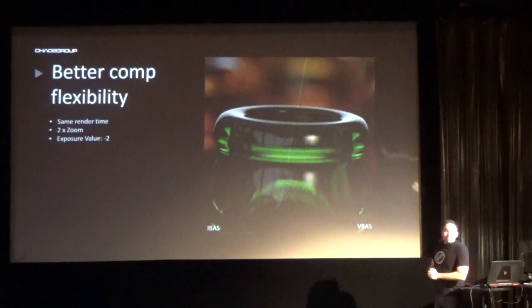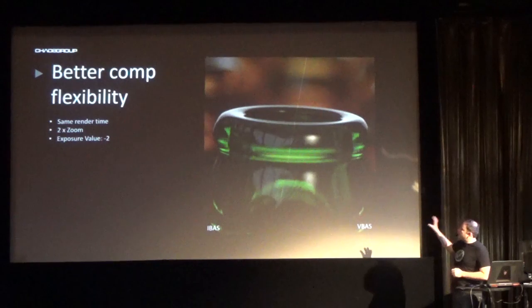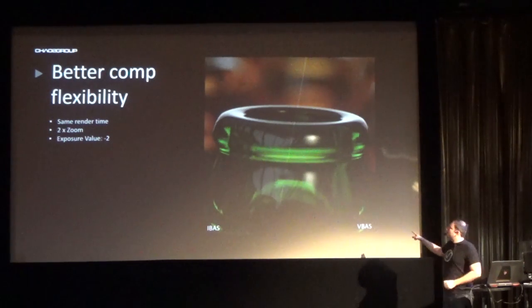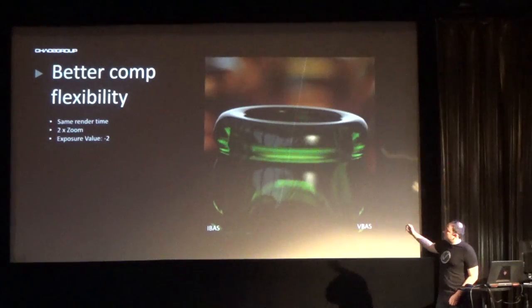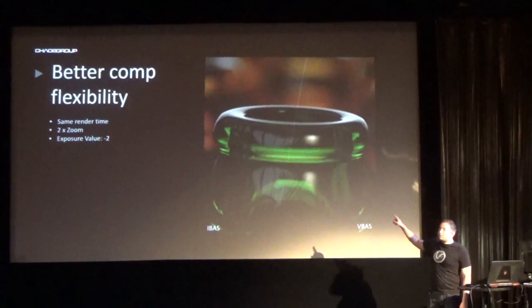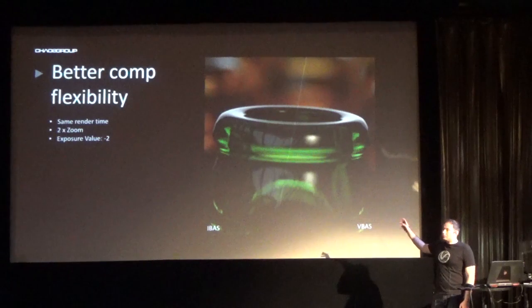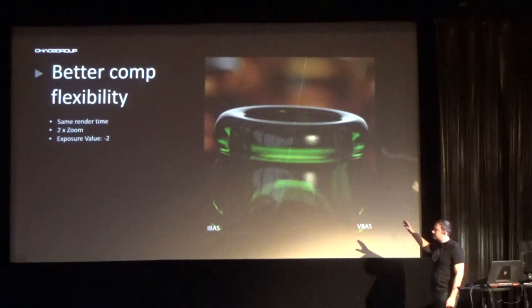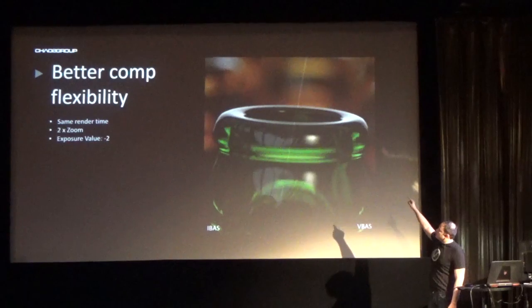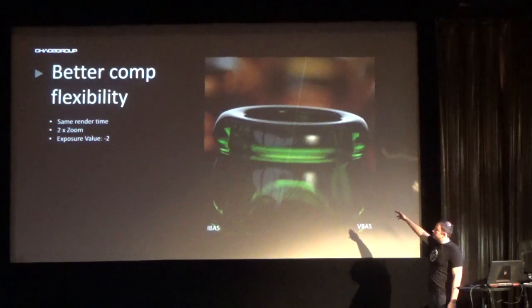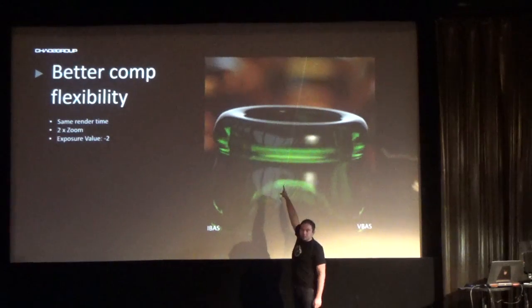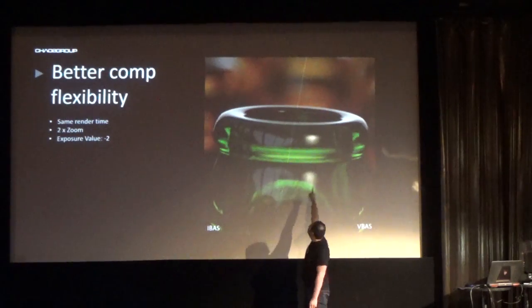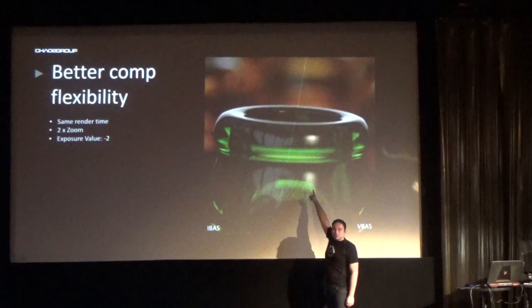Better flexibility in compositing. I have rendered this with the two image samplers, increased it twice, zoomed it twice, and compared. You can see these have been rendered for exactly the same time, close to the second. And this is with underexposure of 2 exposure value steps. You can pay attention over here. You do see some noise with the old sampler. Here it's very clean. Can you see that?